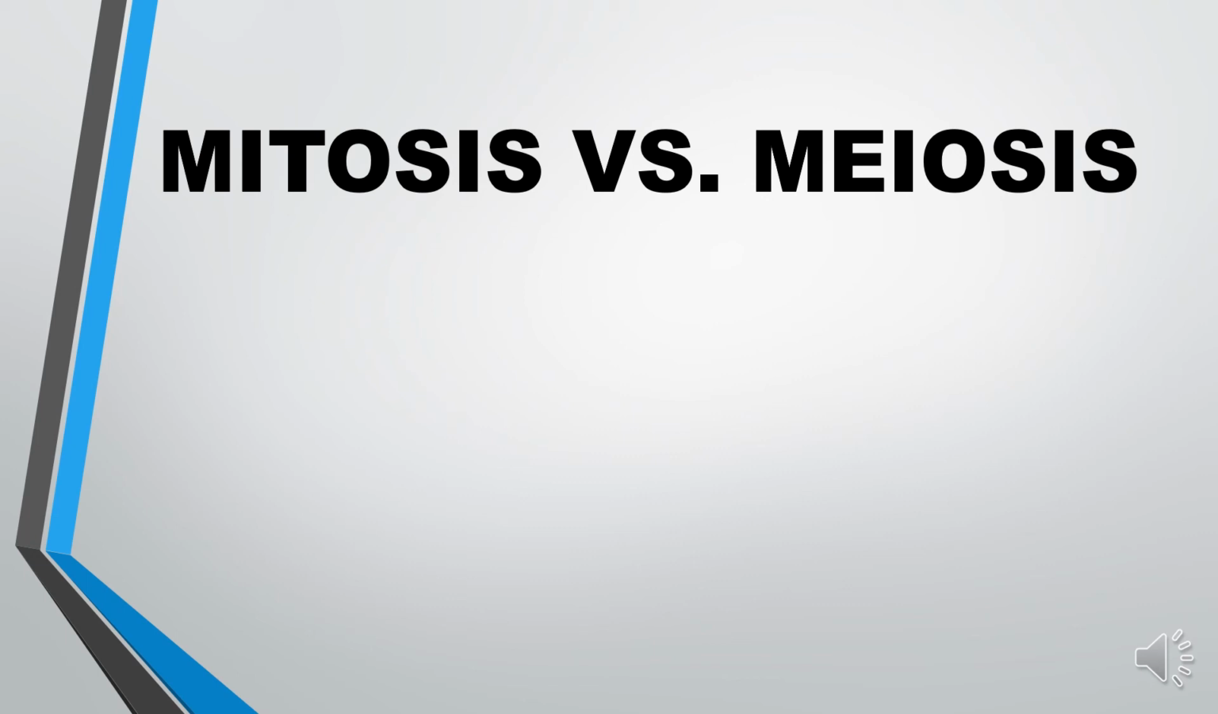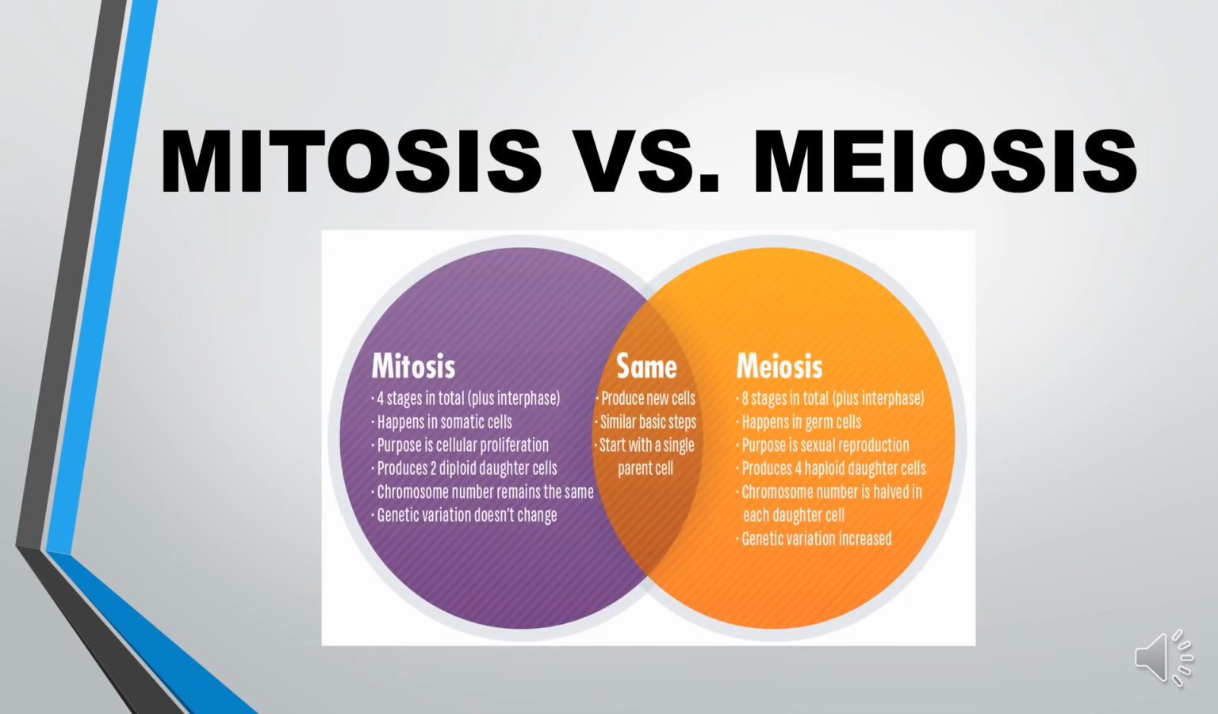So now let's proceed to the comparison, the similarities and the differences of mitosis and meiosis. First, let's start with the differences. So mitosis, we have 4 stages in total plus interphase. As we remember, PMAT: the prophase, metaphase, anaphase, and the telophase. And meiosis, we have 8 stages in total because we have meiosis 1 and meiosis 2, and every meiosis has 4 stages. So overall, it has 8 stages in total plus interphase.